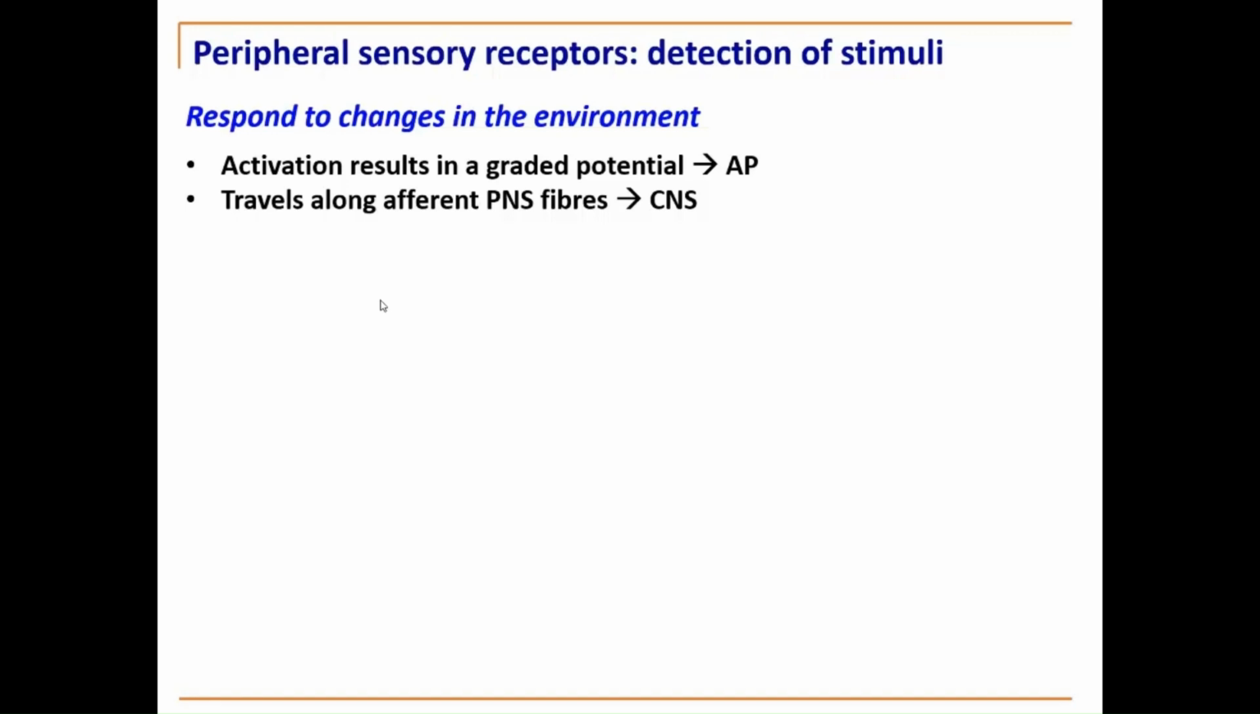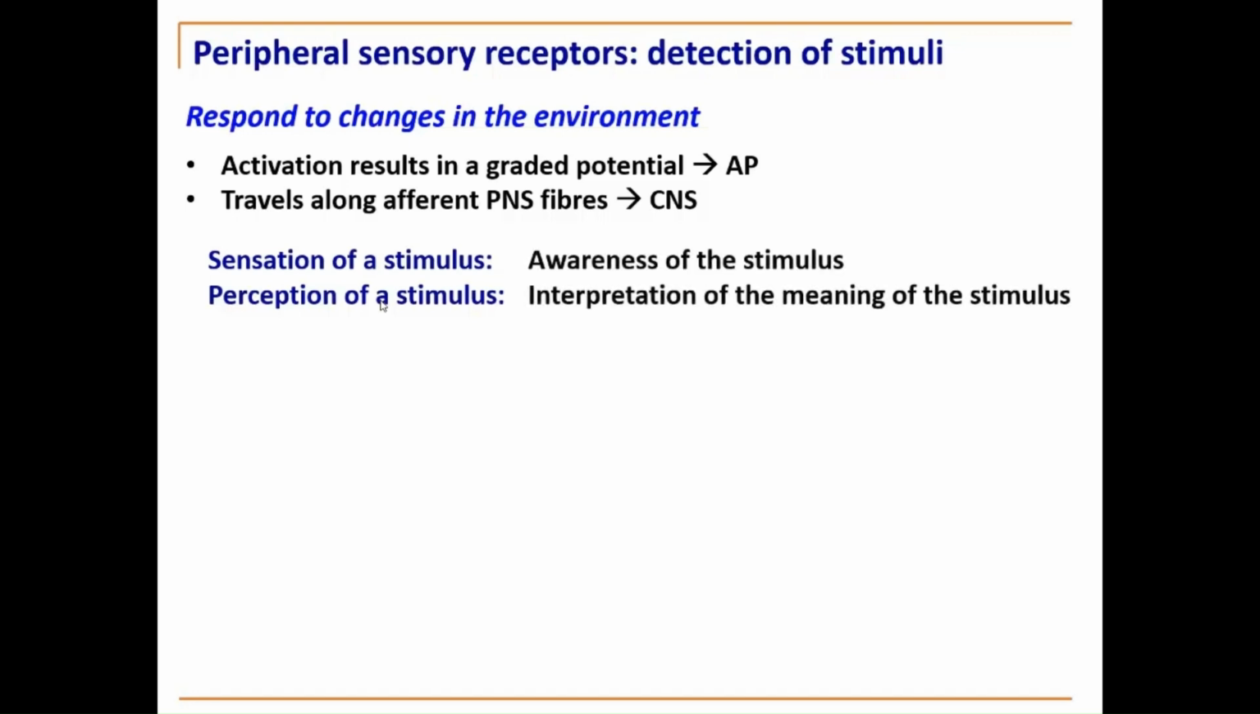And if we activate a receptor, whatever type of receptor that is, you generate a graded potential. And if that graded potential is strong enough, you then go on to generate an action potential, which, as you will know, is an all or nothing event. Whereas a graded potential may reach threshold or it may not reach threshold to generate an action potential. That information travels along our afferent peripheral nervous system fibers to our central nervous system, where it can be processed. So the sensation of a stimulus is the awareness of the stimulus, and the perception of a stimulus is the interpretation of the meaning of that stimulus.